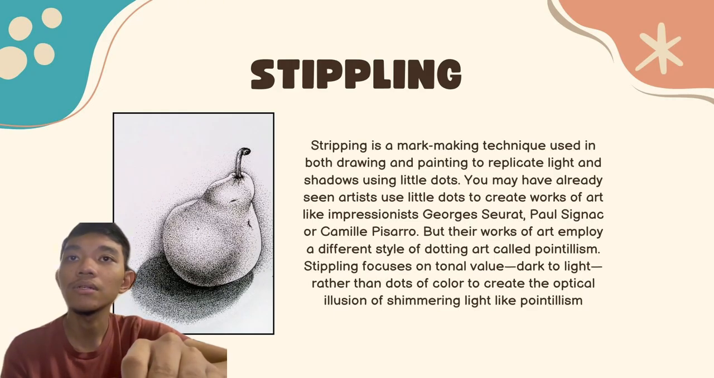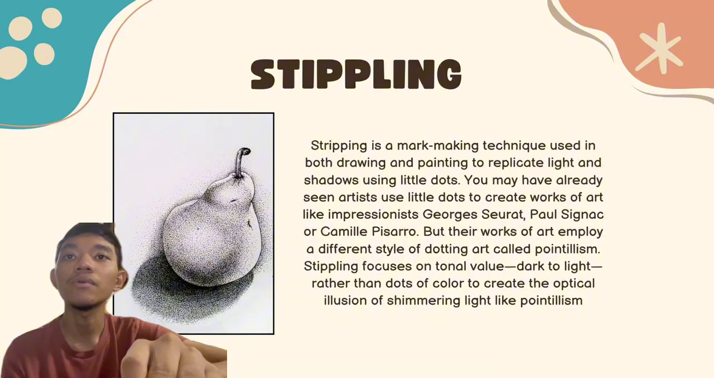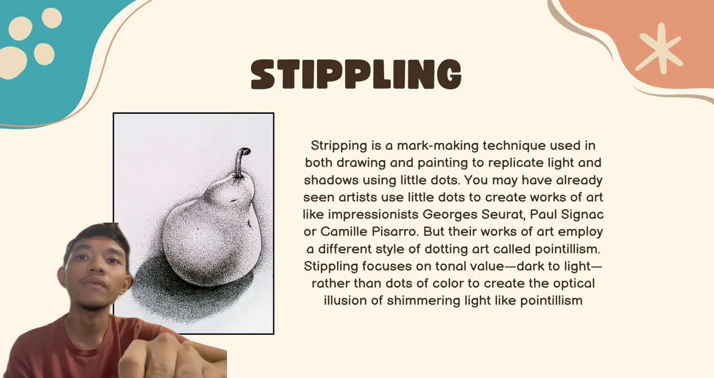Stippling is a mark-making technique used in both drawing and painting to replicate light and shadow using little dots. You may have already seen artists use little dots to create works of art like Impressionists George Seurat, Paul Signac, or Camille Pissarro.